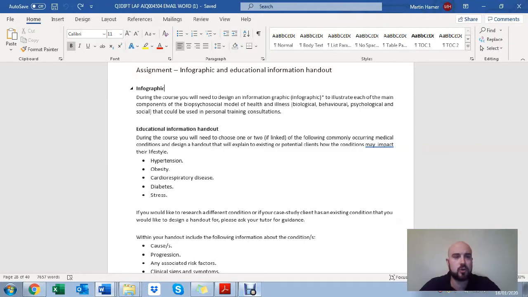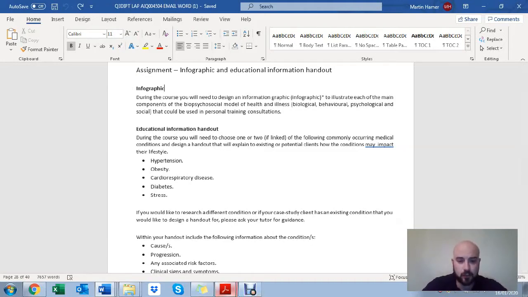The first thing you need to do here is complete an infographic. During the course, you will need to design an infographic to illustrate each of the main components of the biopsychosocial model of health and fitness. Health is a very complex output of many inputs. Some of those inputs are biological factors, behavioral factors, psychological factors, and social factors. All those can be input to help improve somebody's health output. So what you need to put together is a small infographic that gives us all that information.